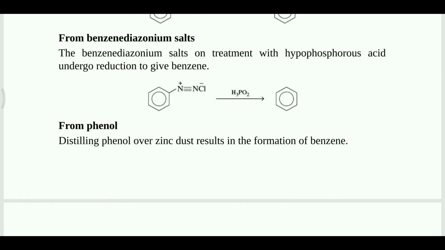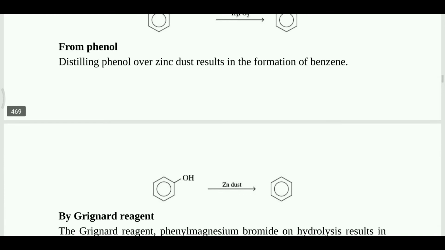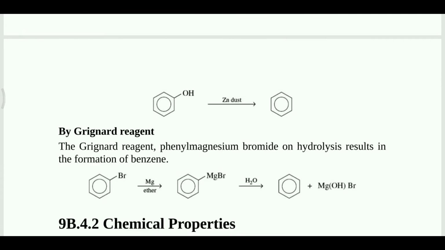Next one, from the phenol compound. Whenever phenol, distilled phenol, is reacted over zinc dust, that results in the formation of benzene. In that case, zinc dust acts as a catalyst. Okay, next one, I mean the last one, is the Grignard reagent.